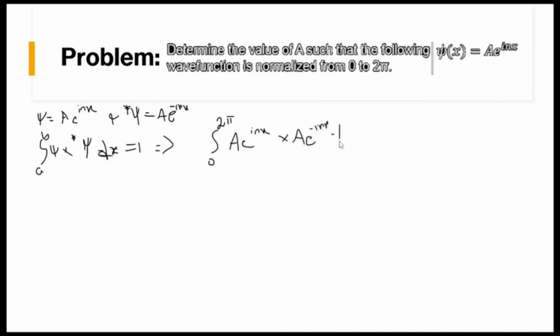This is also a similar fashion, similar way we will be dealing with. We'll be multiplying the A, which would be A squared times the integral from 0 to 2 pi of e to the power i n x times e to the power minus i n x. Since the base is common, we can add the powers, i n x minus i n x, dx, which should equal 1.